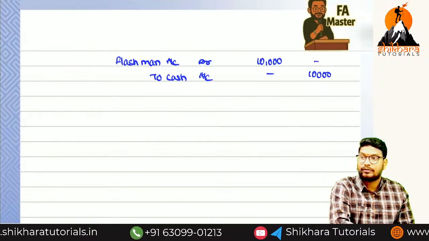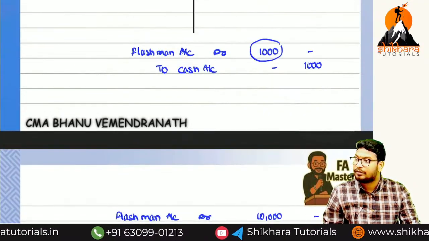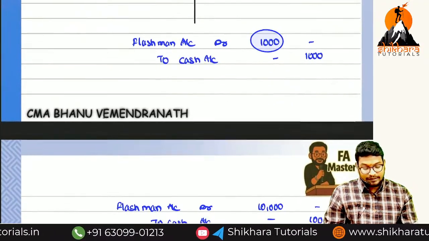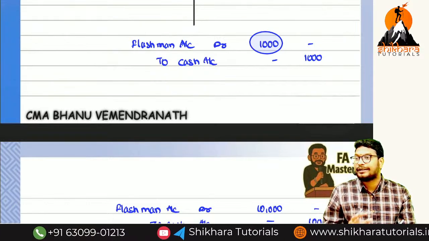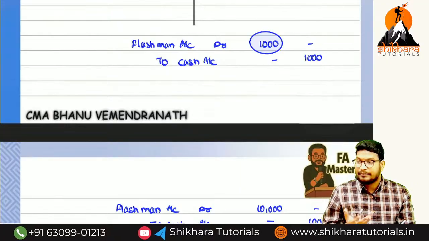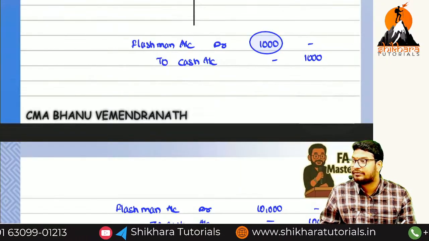Okay. Now how much have they recorded? Only 1,000. But how much do we need to record? 10,000. So do we need to cancel this one? Even though this is wrong, we should not cancel, because we can maintain the extra 9,000. It is sufficient to rectify the entry.